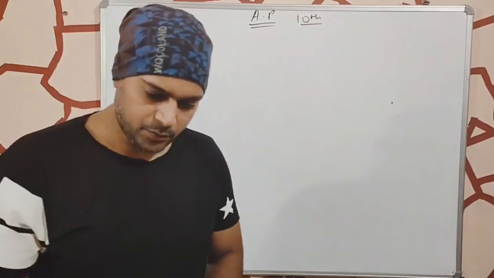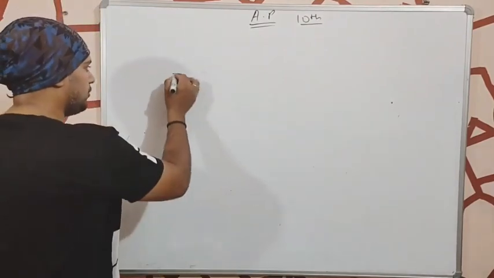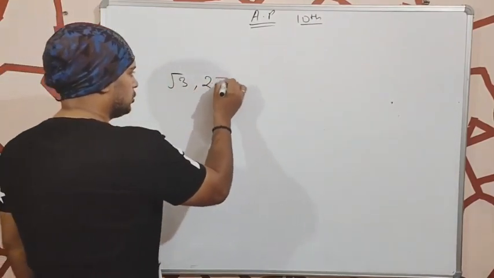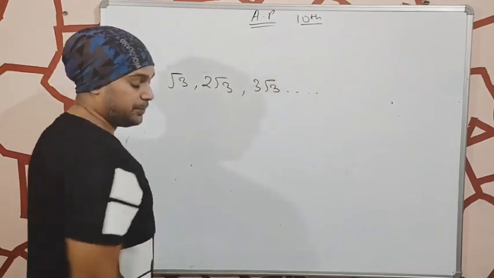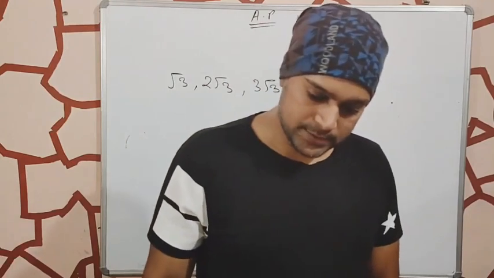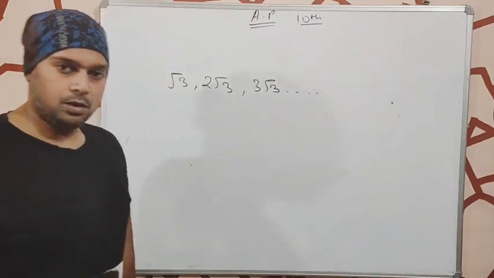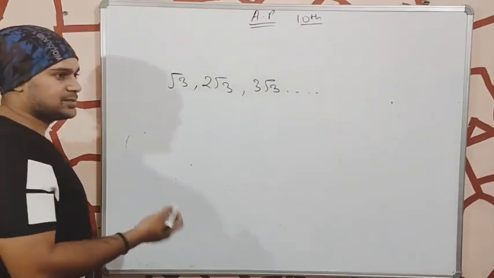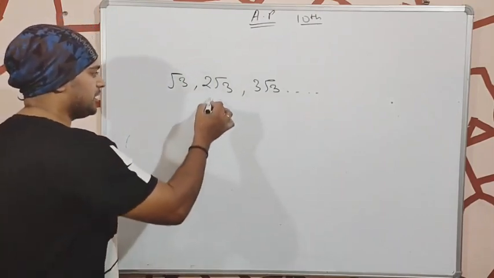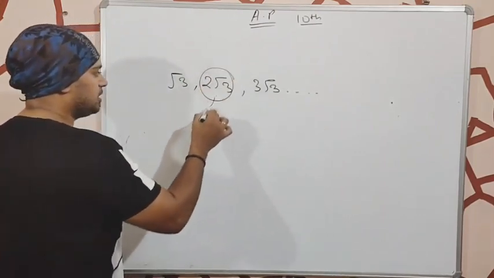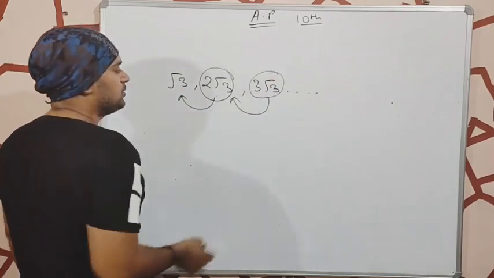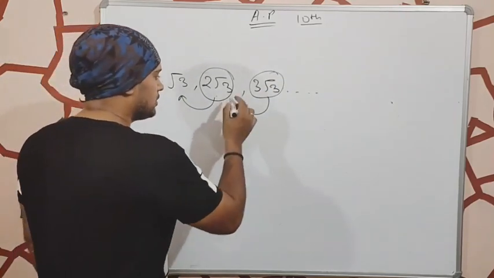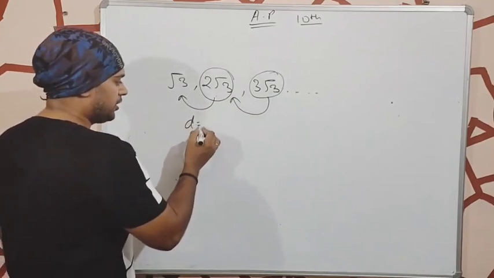Now there is an example which says you have to check whether root 3, 2 root 3 and 3 root 3 is an AP or not. You have to check whether this is an arithmetic progression or not. So how are you going to check? That is very simple. You have to take the second term and subtract the first term from it, then take the third term and subtract the second term from it. Then you will get the common difference.